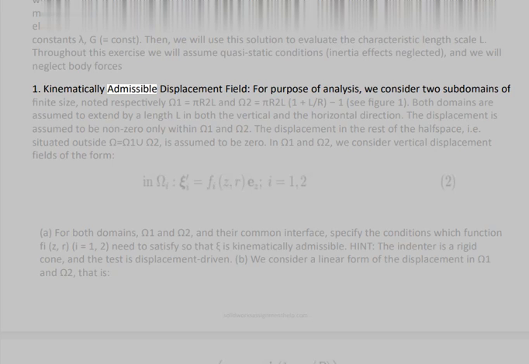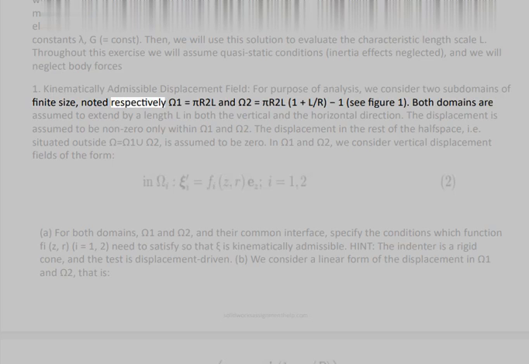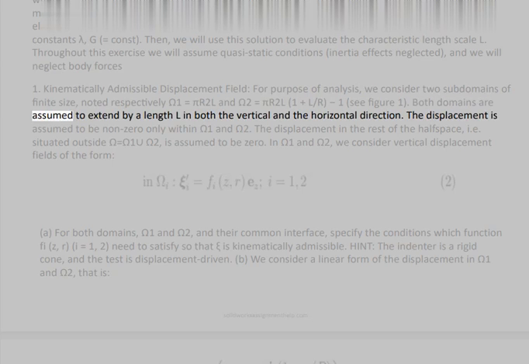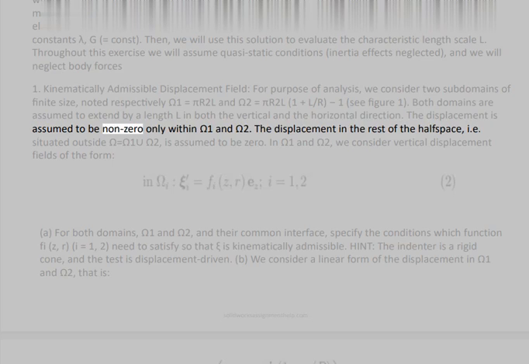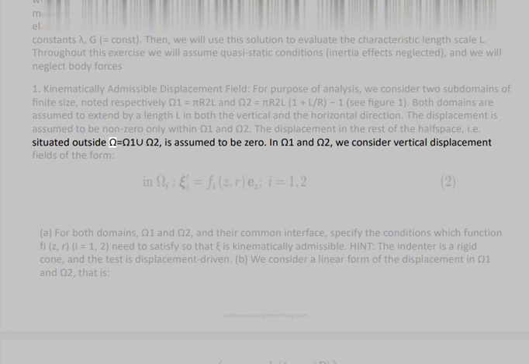1. Kinematically admissible displacement field. For purpose of analysis, we consider two subdomains of finite size, noted respectively omega 1 equals pi r squared L and omega 2 equals pi r squared L times (1 plus L/r) cubed minus 1, see Figure 1. Both domains are assumed to extend by a length L in both the vertical and the horizontal direction. The displacement is assumed to be non-zero only within omega 1 and omega 2. The displacement in the rest of the half-space, i.e., situated outside omega equals omega 1 union omega 2, is assumed to be 0.